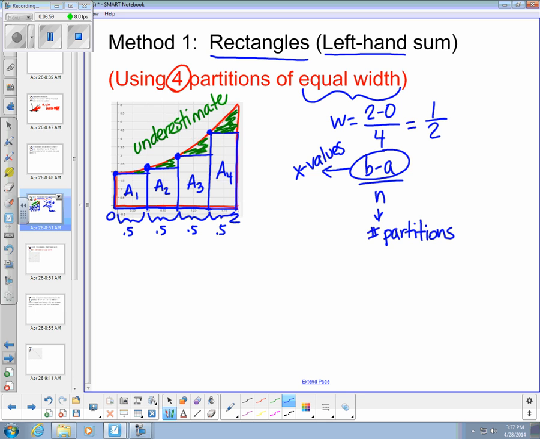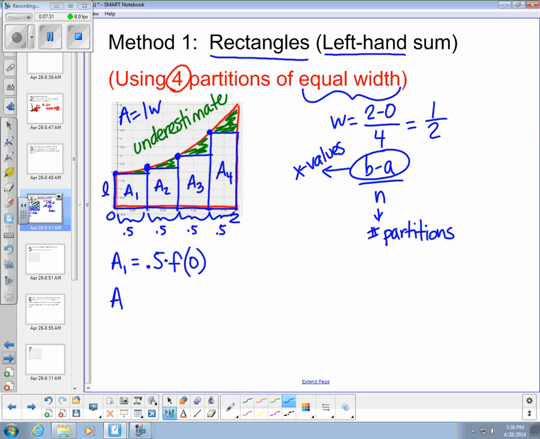Okay, so what is the formula for area of a rectangle? Formula should be, if I'm using rectangles, the area is length times width. And we already said the width on here was 0.5. Okay, so what is our length? Well, our length is going to be this side over here. It's the y value, okay, when x is 0. So how do I write that out? f of 0. So I'm going to do 0.5 times f of 0.